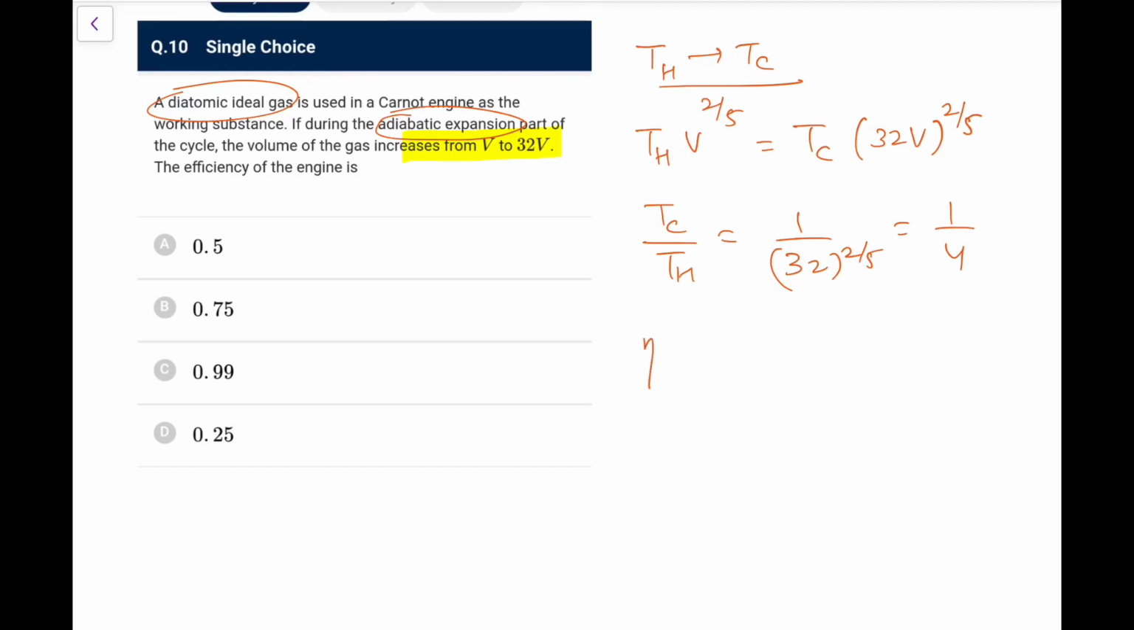So efficiency is 1 minus TC by TH for a Carnot engine, that is 1 minus 1 by 4, which is 3 by 4. So I'll go for the option 0.75, since 3 by 4 is 0.75.